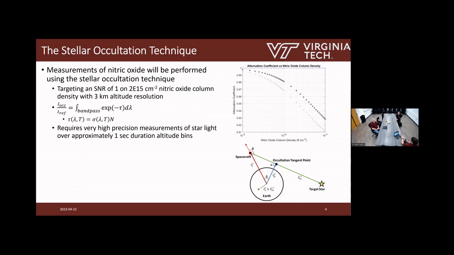The resulting attenuation is quite small. You see in the figure in the upper right, for 2e15, which is right around here, we're looking at less than 1% of attenuation. Combine this with the fact that our altitude bins are being scanned over in about 1 second, and we need to be able to build up very high SNR on our starlight measurements very quickly.